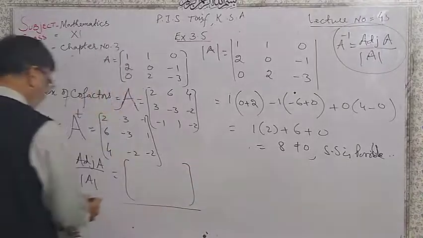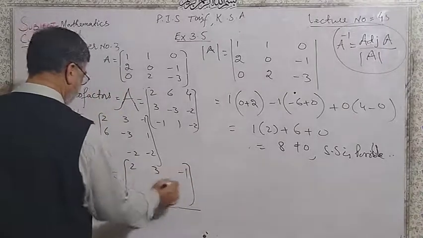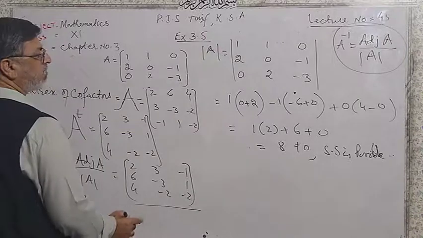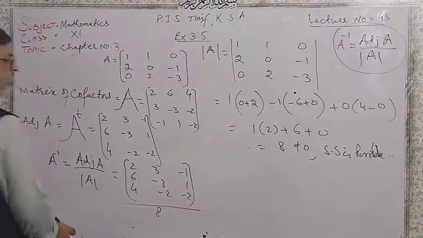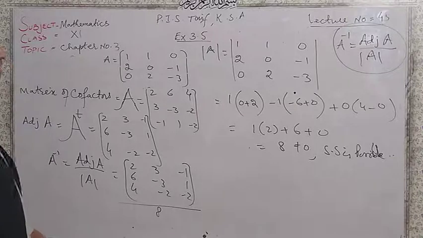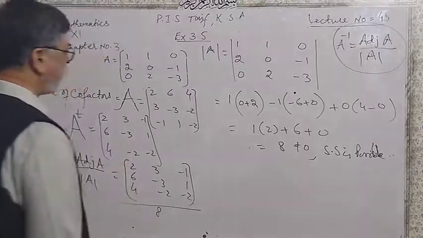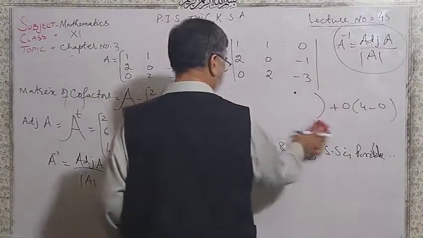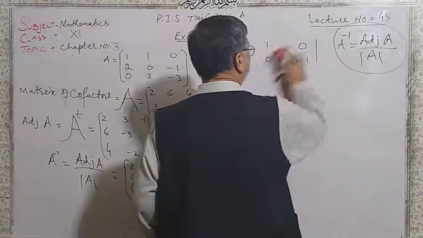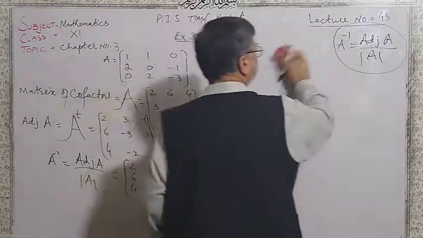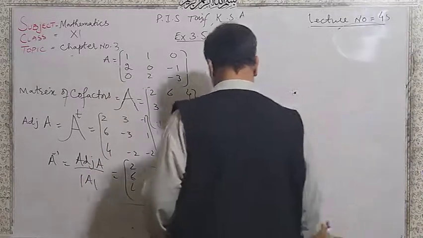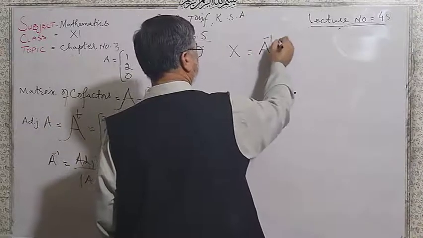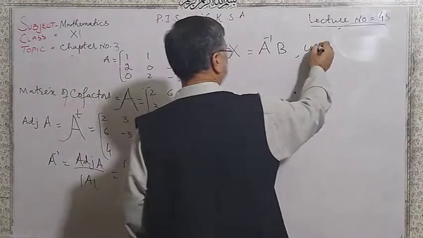We have adjoint A, 2, 3, minus 1, 6, minus 3, 1, 4, minus 2, minus 2, over A determinant, which was 8. Yes, A determinant is 8. Dear students, now we can apply the formula. We can apply the values in equation number 1 to find the values of x, y, and z. It was x is equal to A inverse B.